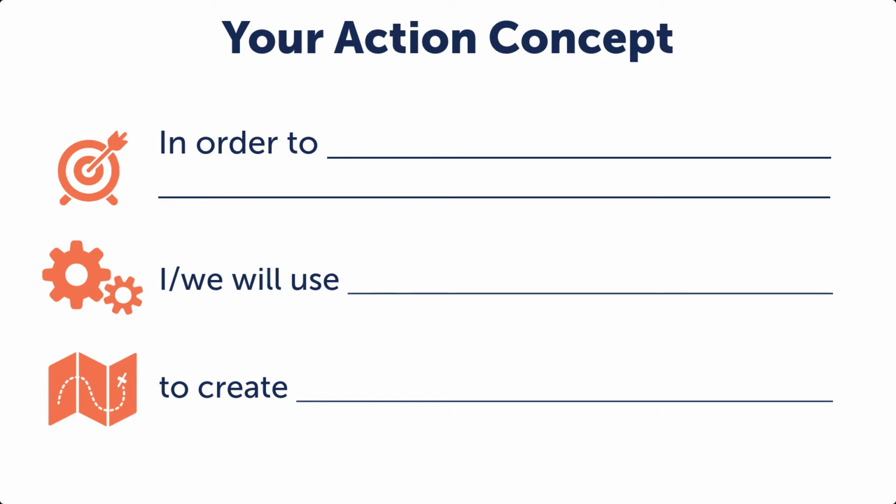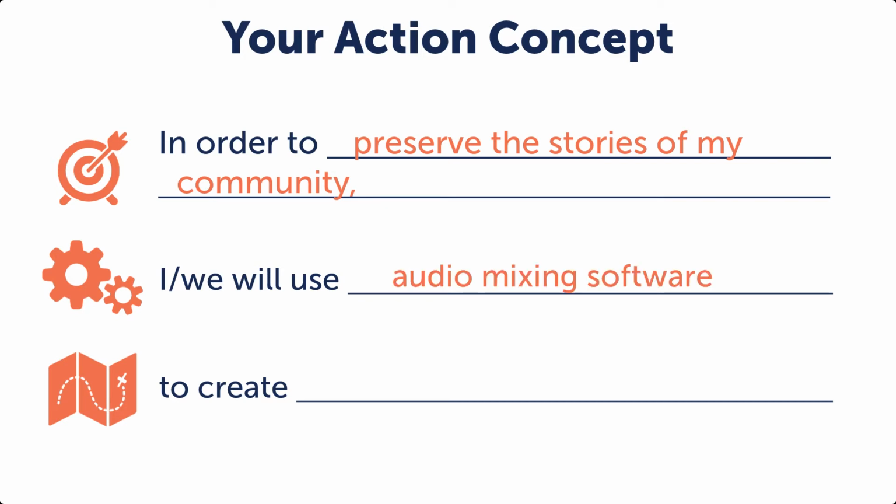An example of an action concept might be, in order to preserve the stories of my community, I will use audio mixing software to create a podcast. In this example, the goal here is to share the stories of the community. The tool is the audio mixing program, and the action pathway is making a podcast.